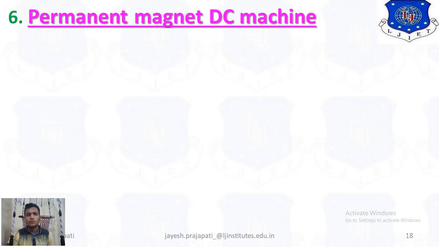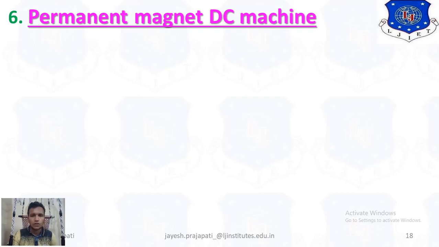Actually, we have discussed different types of DC machine, that is two types: separately excited DC machine and self-excited DC machine. Self-excited DC machine also has three types: shunt motor, series motor and compound motor. Then compound motor also has two types: long shunt and short shunt compound motor. So that is the sixth motor, the permanent magnet DC machine.